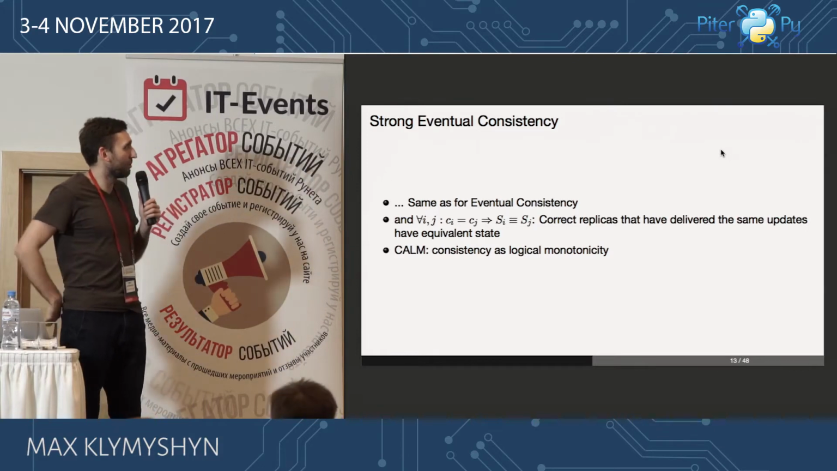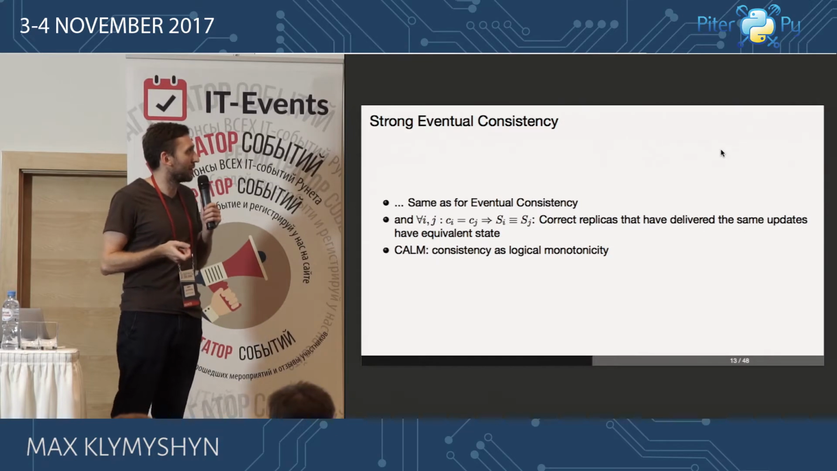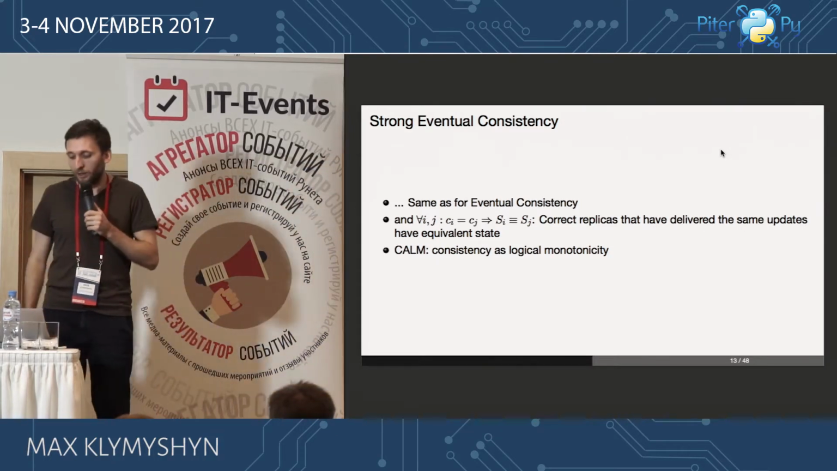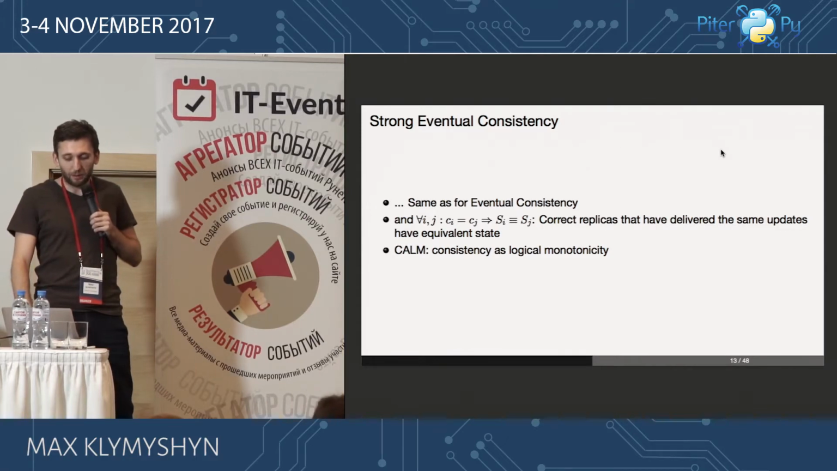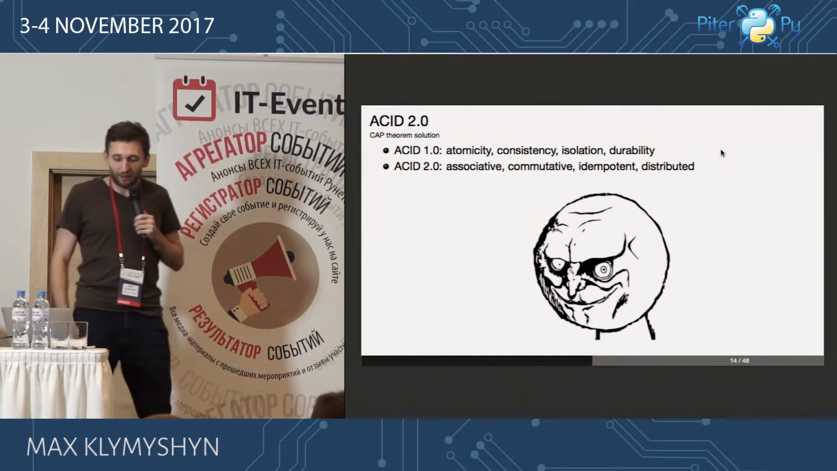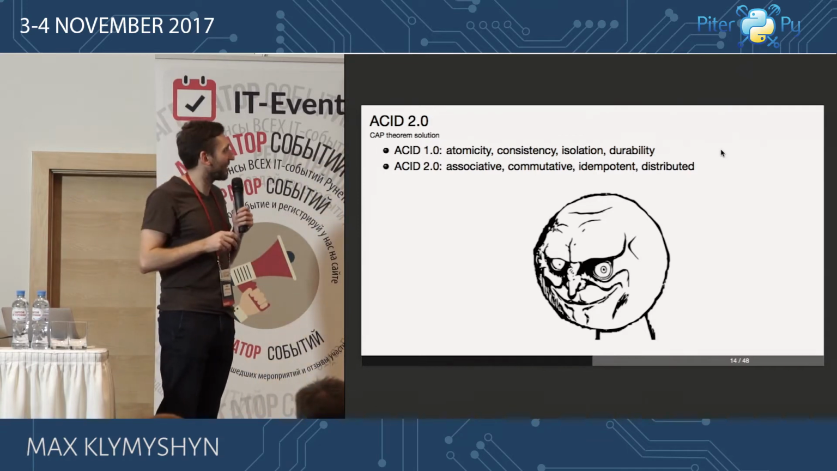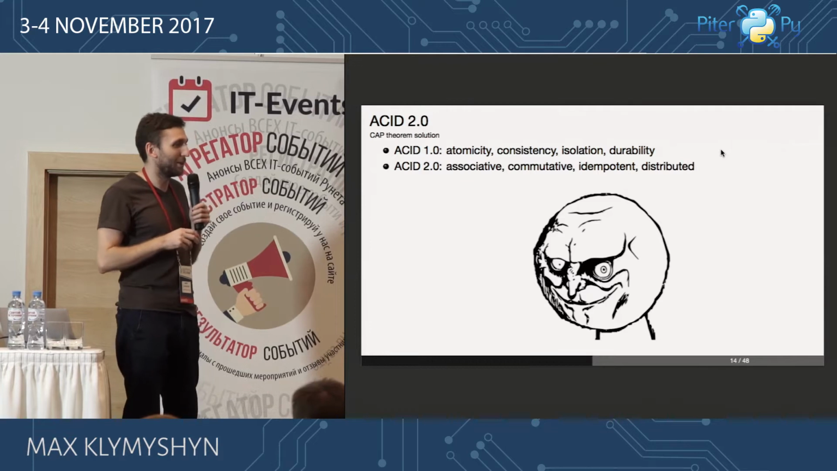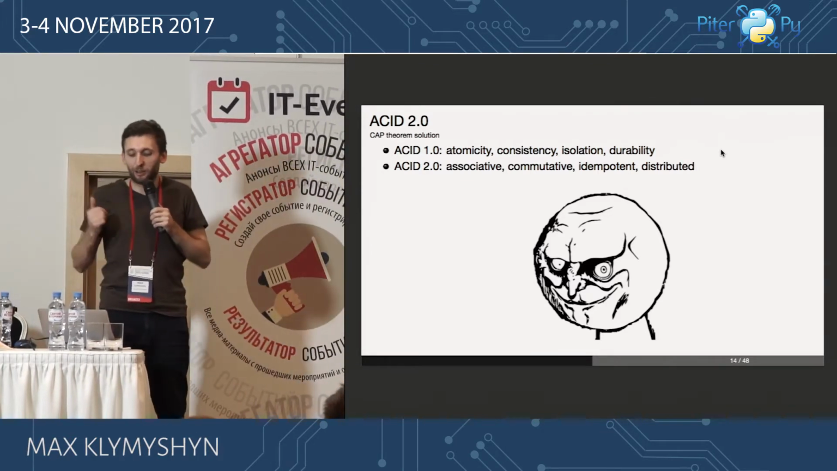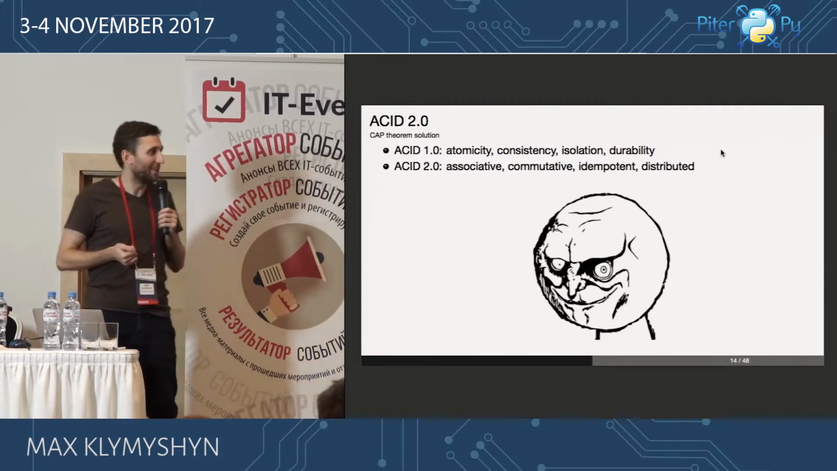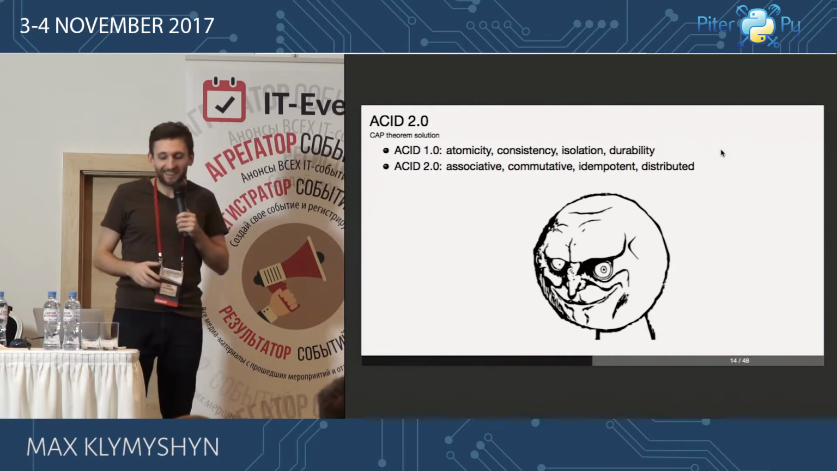And it is called, like in this CRDT community, CALM, consistency as logical monotonicity. It's kind of a joke that it is called ACID 2.0: associative, commutative, idempotent, and distributed. The first one, you know, is kind of different.